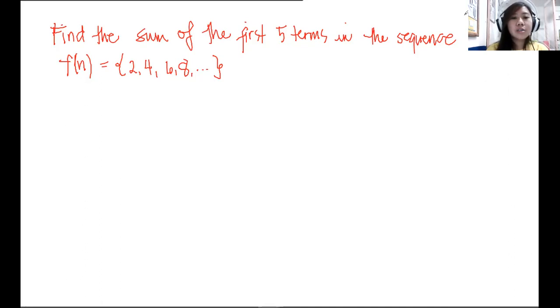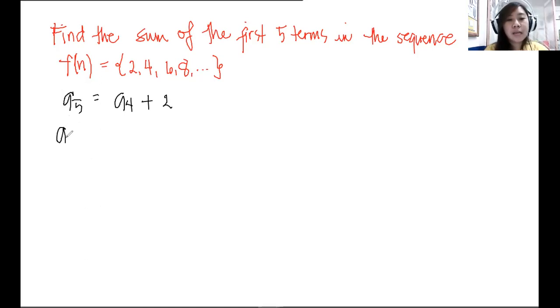Okay, very good. So now, let's find first the 5th term of the sequence. We denote that as A sub 5 is equal to A sub 4 plus 2. Ma'am, why A sub 4? Because the last given number in our sequence is A sub 4, which is 8. The common difference of that sequence is 2, so we add 2 in the formula that we are going to use.